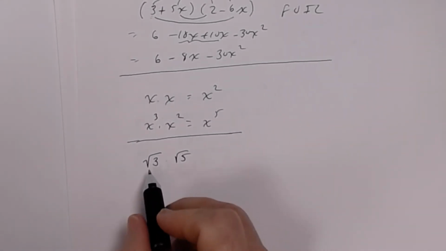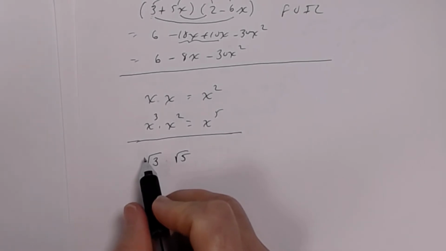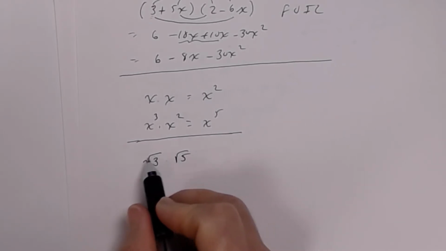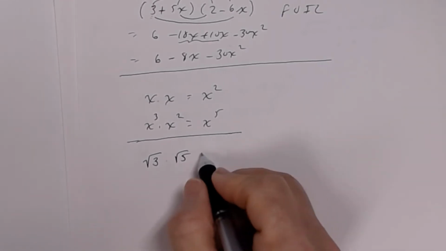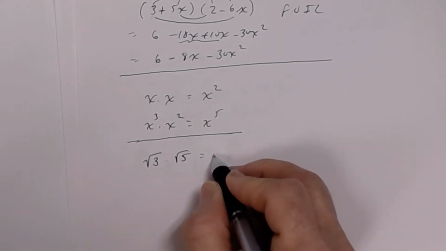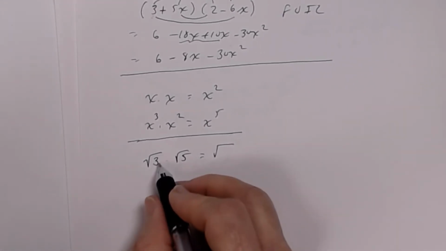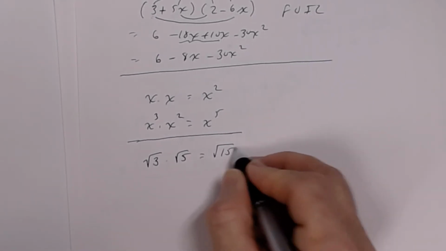All right, so as long as the indexes are the same, so remember, square root, this index, if you don't see it, is understood to be a 2. So as long as the indices are the same, then you can write this as one square root. And all you had to do is just multiply the radicands together. 3 times 5 is 15.